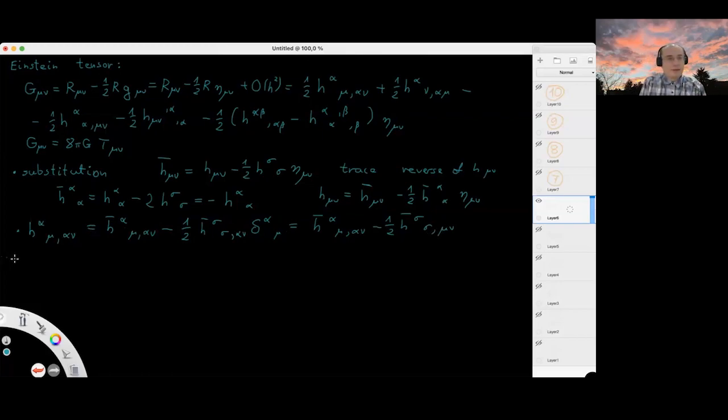Okay, then we have terms of type h_{α α μ μ}, but that's simple. We know that the trace of h is minus the trace of h bar, so this is minus the trace of h bar_{α α μ μ}. So we are done with this term and this term. They're of this type. And now we are left with that one.